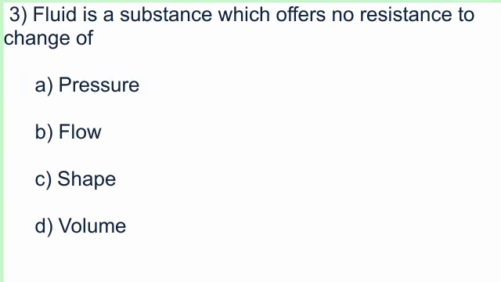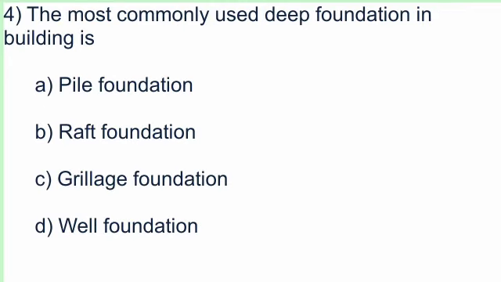Next question. Fluid is a substance which offers no resistance to change of option A pressure, option B flow, option C shape, option D volume. And the answer is option C shape. Fluid is a substance which offers no resistance to change of shape. Let's move to the next question.